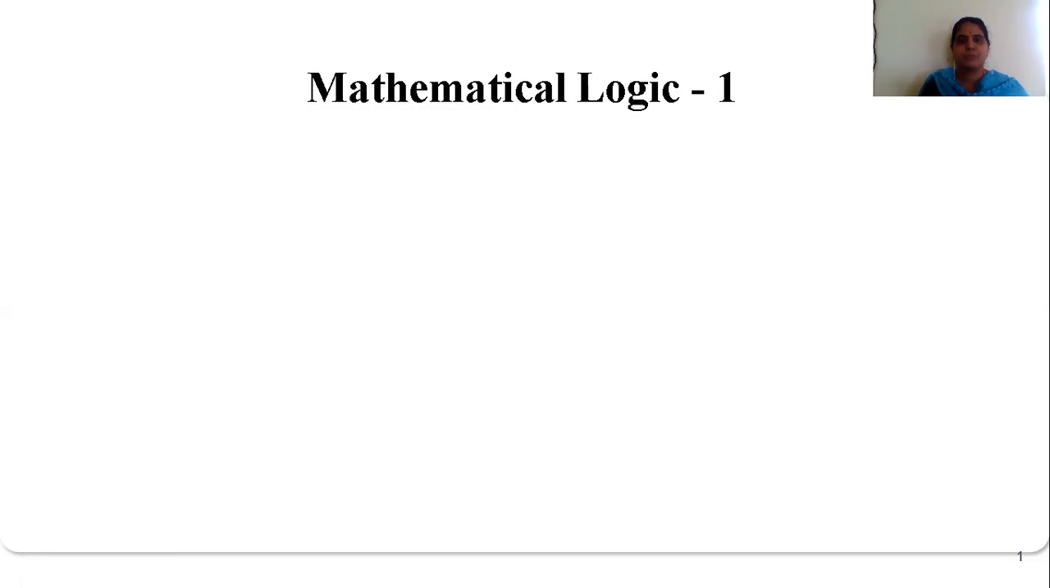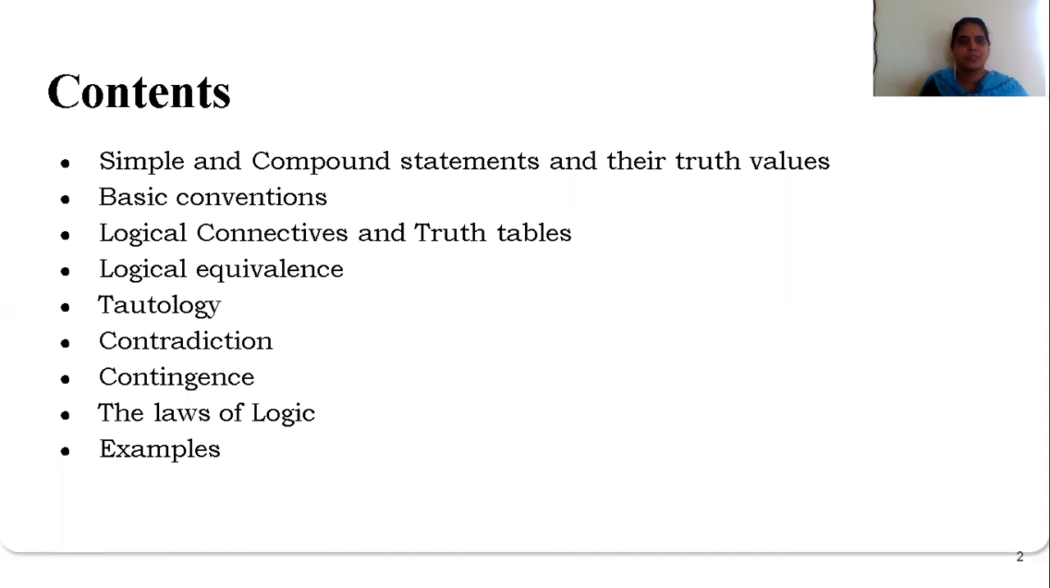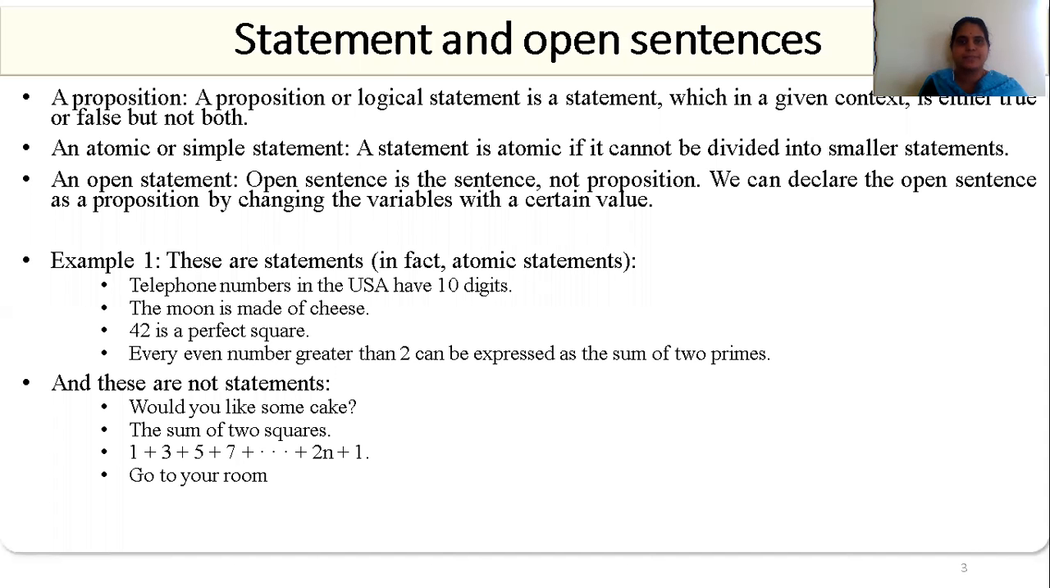Today we'll deal with Mathematical Logic Part 1. In this we are going to learn about what is a simple and compound statement and their truth value, basic conventions or notations to represent propositions, then logical connectives and truth table, logical equivalency, tautology, contradiction, contingency, and laws of logic with some examples. First, we'll see what is a statement, open statement and proposition.